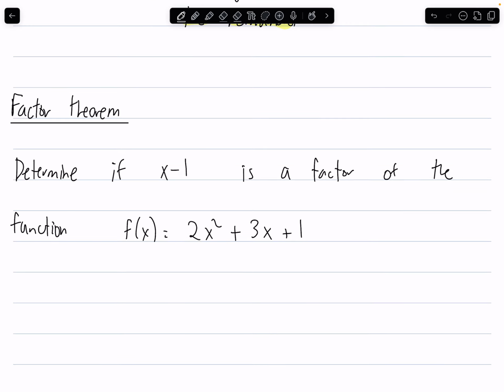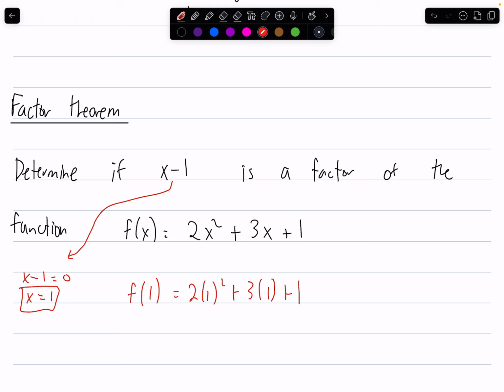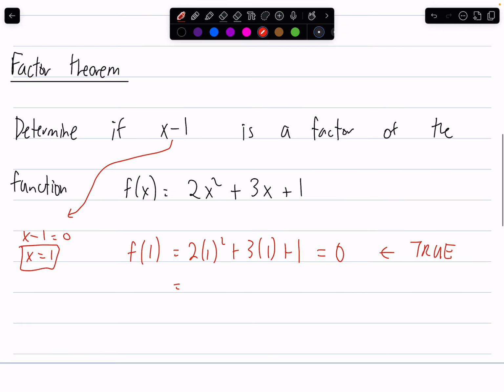The way I would do that is I would take this factor, x minus 1, set it to 0, and I have x equals 1. Then I'm going to say, f at that number, if this equals 0, so if this is true, then I know it's a factor. So I actually have to do out the math. 2 times 1 squared is just 2, plus 3 plus 1, which is 6, equals 0.